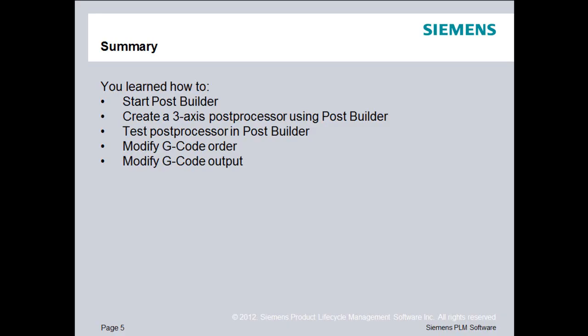So to summarize this lesson, you learned how to start the Postbuilder product. You learned how to create a 3-axis post processor using Postbuilder. You learned how to test that post processor. Finally, you learned how to modify the G-code order and the G-code output.